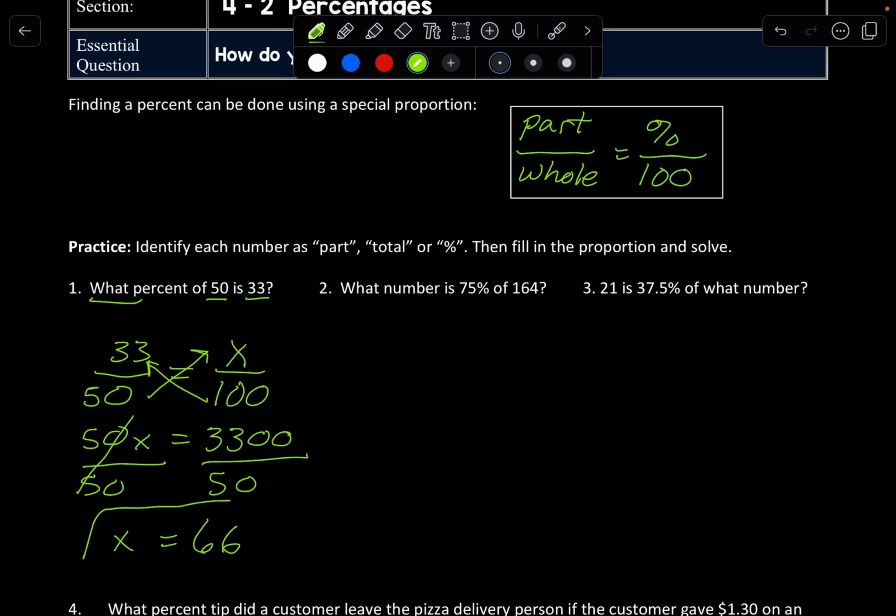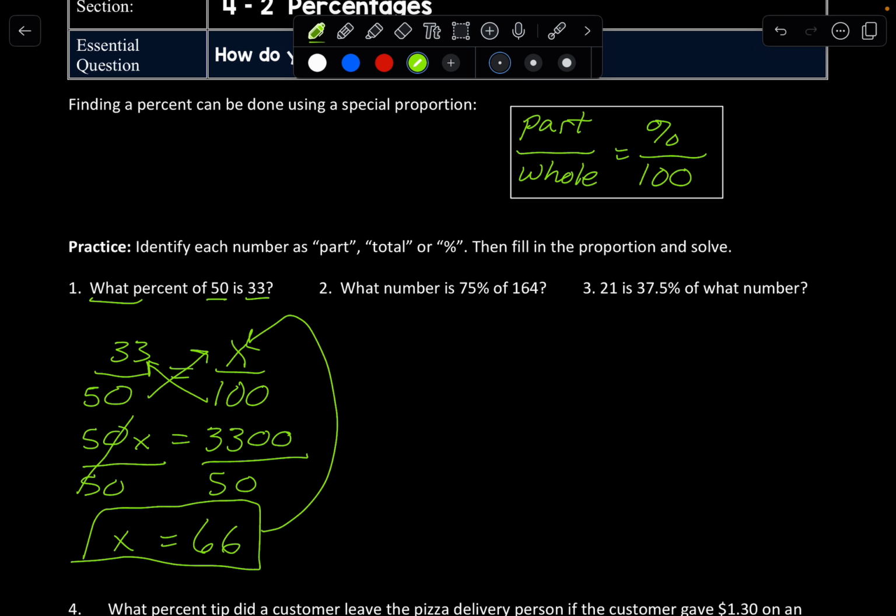On this side we'll take 3,300 divided by 50, which will give me 66. Now remember that you can always plug this back into your original problem and make sure that that's a true statement. You can divide 33 by 50 and figure out what that is as a decimal, and then take 66 divided by 100 and compare that to what you got when you divided 33 by 50, and you should end up with the same number.